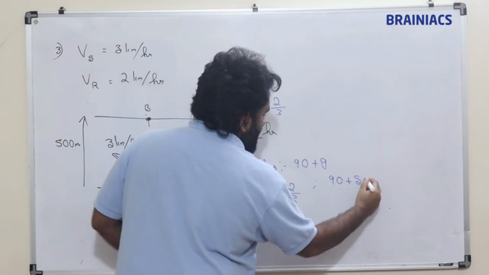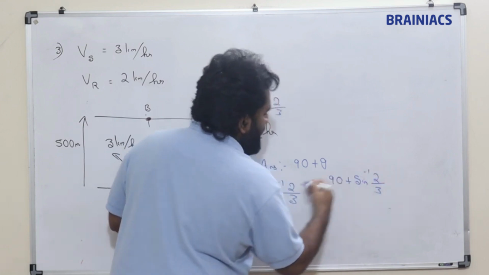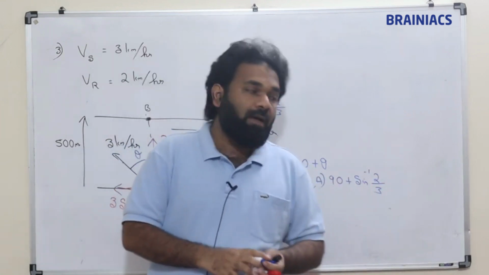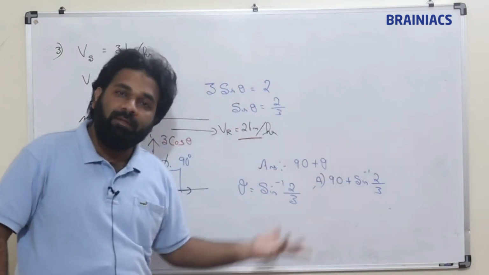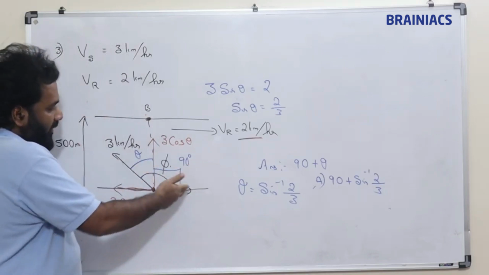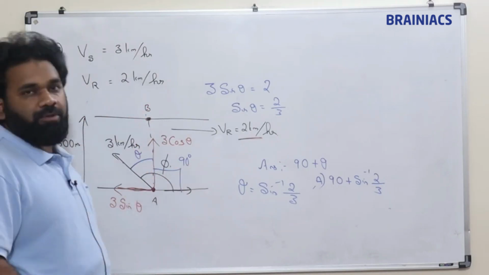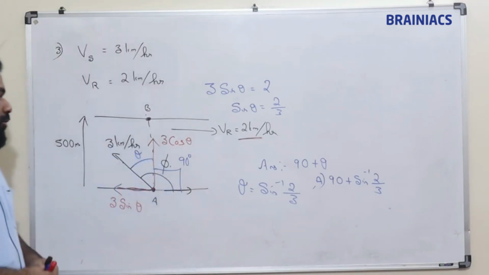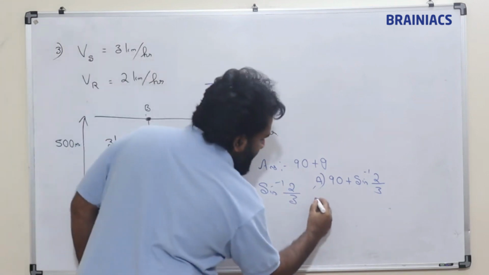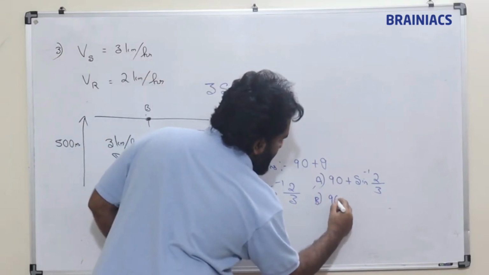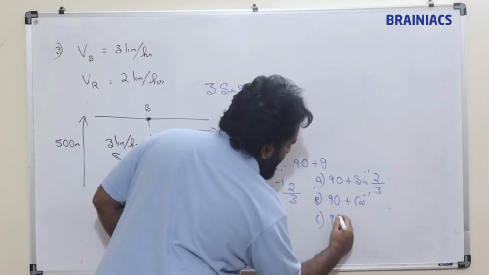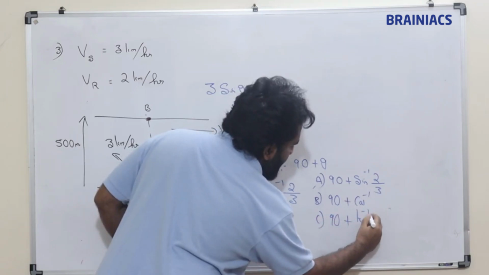So the answer, if it is there in the options, we can write 90 plus sine inverse 2 by 3. If this is the option available, we can mark 90 plus sine inverse 2 by 3. That is the angle he should make with the river flow in order to reach the opposite point. Clear? Understood?